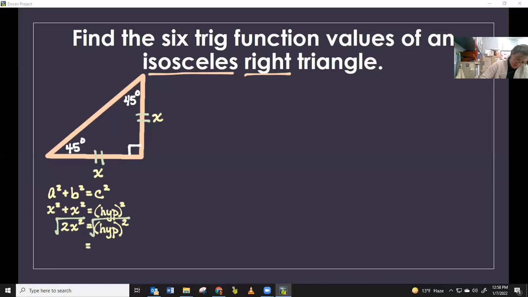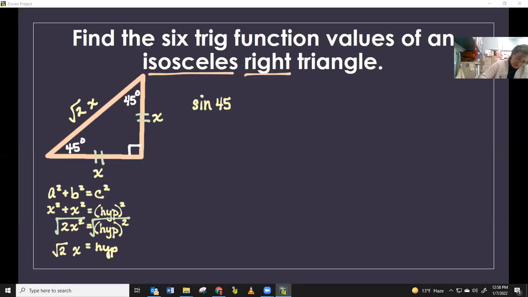How big is that hypotenuse? How big is our hypotenuse? Yes. It's going to be x times square root of 2, or you can write that as square root of 2x. Either way is totally fine. I'm going to write this as square root of 2x. I have all the information that I need to be able to write down these 6 trig function values.